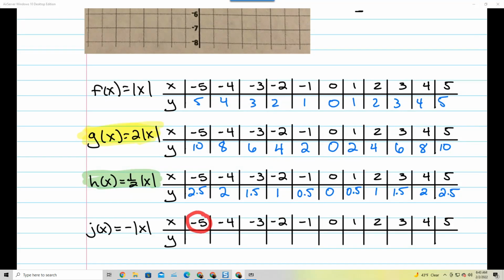So first one, I'm going to substitute this in. I'm going to take the absolute value of negative 5, which is 5. But since the absolute value of negative 5 is 5, I still have this negative in the front. So the answer is actually going to be a negative 5.